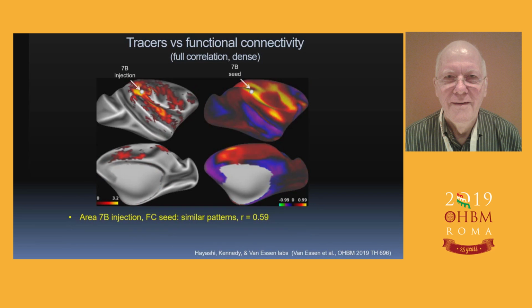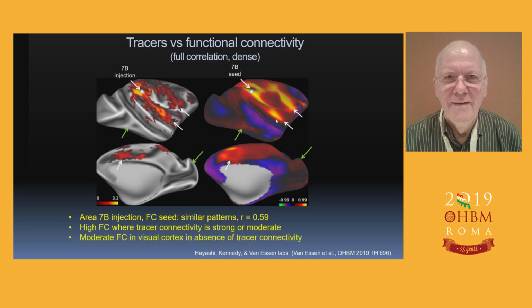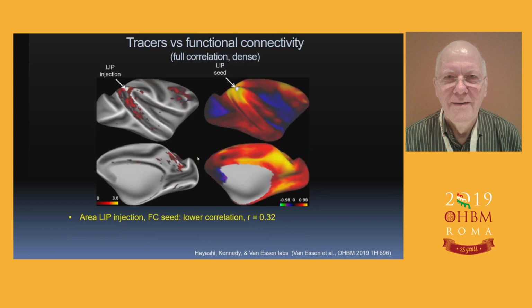Here's another example where there's also a high correlation of 0.59; the previous one was 0.58. This is an area 7B injection, and again, where there's high tracer density, there's strong functional connectivity, but there are other regions that show moderate functional connectivity and no tracer labeling.